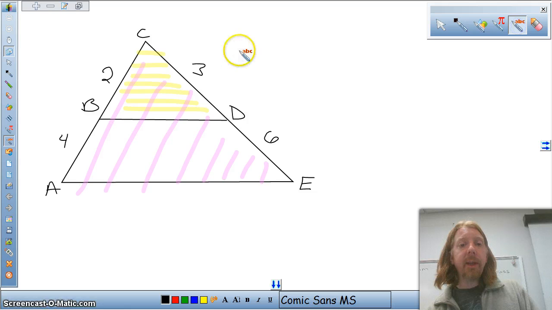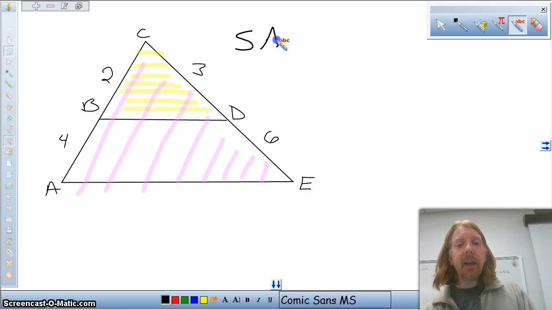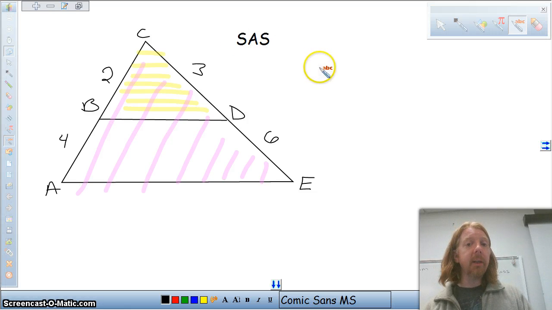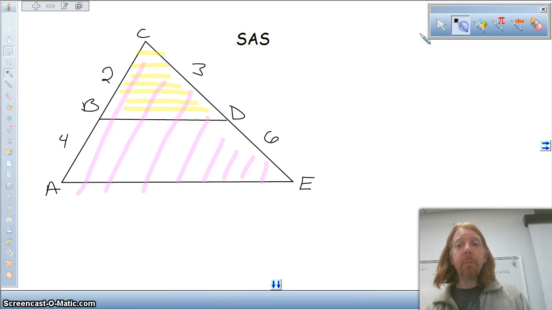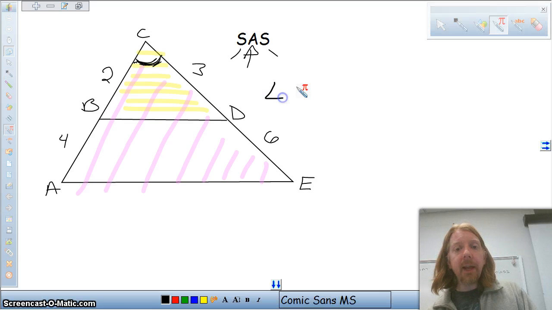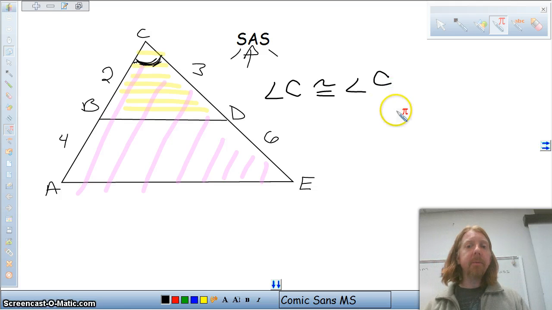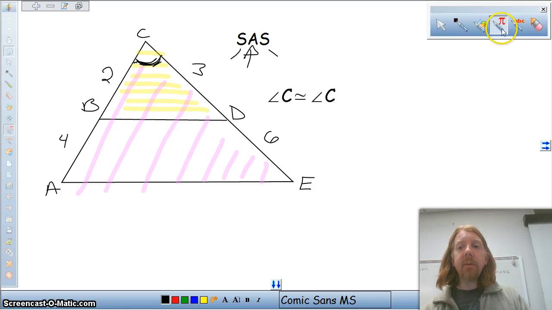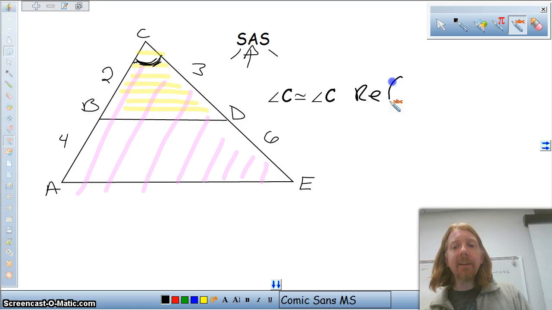What I'm going to use for this is the side angle side similarity. I'm going to show that I have two proportional pairs of sides, and then a congruent angle. Now, angle C is repeated. That means that angle C will be congruent to itself. Now, the property that tells us this is true is called the reflexive property.